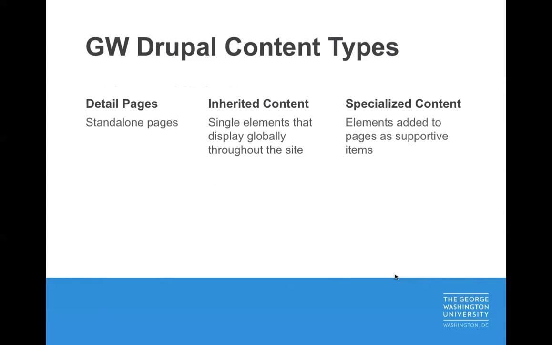And then your last content type category is specialized content, and these are really supportive elements that you add to your pages, whether it be a detail page or your home page. They don't create standalone pages themselves. However, they can kind of jazz up and provide additional functionality and information on a detail page.